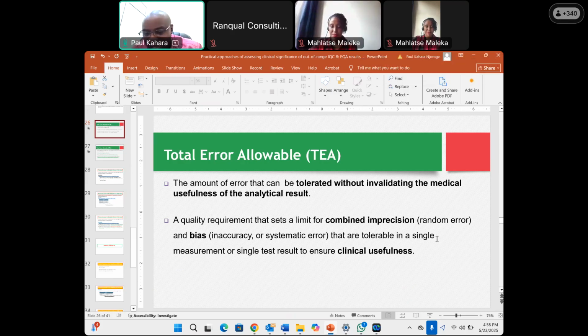So to answer directly, yes, the EQA provider you engage must have in their scope of accreditation all the tests that you engage them for. They cannot be accredited for HIV, and that is what they are telling you, and you engage them for TB microscopy, for example, and they are not accredited. That may not sit well as far as ISO 17043 is concerned.